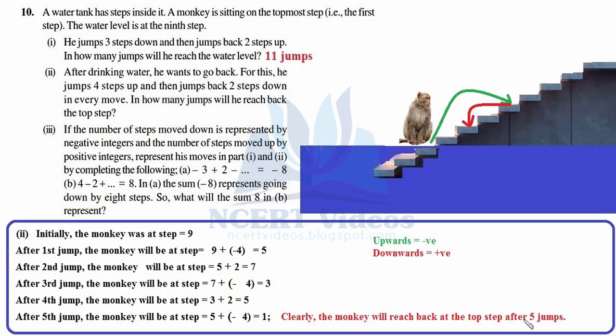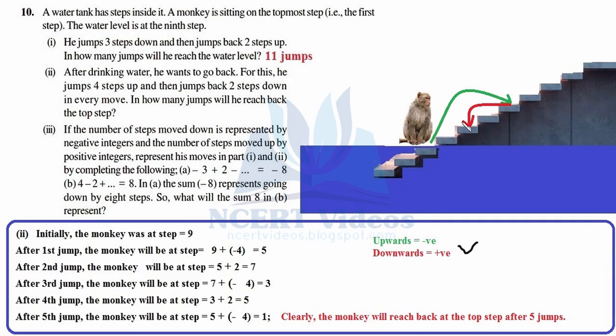This was logical. Now let's do it mathematically. Again, upward is negative, downwards is plus. Now after the first jump, he'll be at 9 plus minus 4, because we move upwards, we'll take it negative. So he'll be at 5. So 9 minus 4 is 5. Now after the second jump, he'll move back towards water. So he moves 2 steps towards water and it will be taken as plus. So finally after 2 jumps he's at the 7th step.